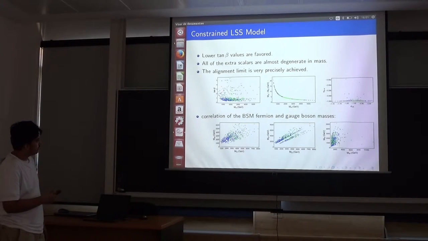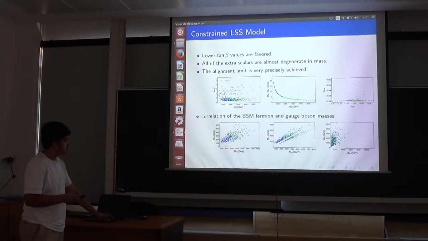And also here the Wilson is almost all value. These are the points where the electroweak precision test is also satisfied. So these almost all points are at low tan beta. Then we present the correlation of the BSM fermion and gauge boson masses, so those have some very heavy masses possible.